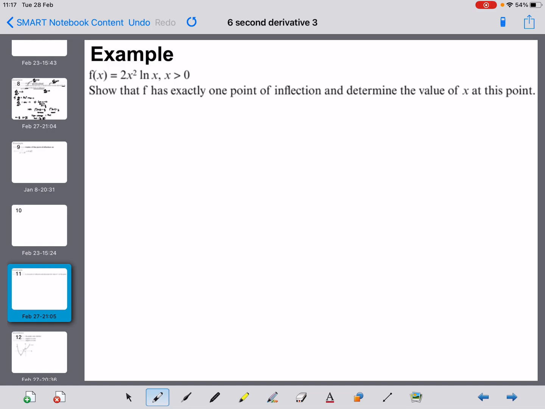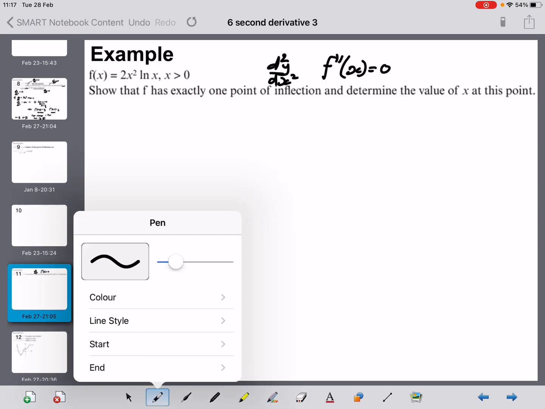Okay, so for the point of inflection, if it's got a point of inflection, that is where d2y by dx squared, or f double dash x, equals 0. So we're going to have to differentiate this twice. We have a product of two different functions, so we're going to have to use the product rule for the first derivative.